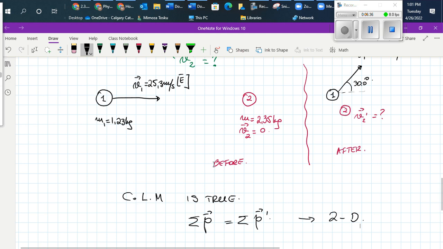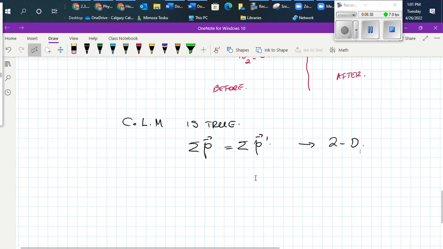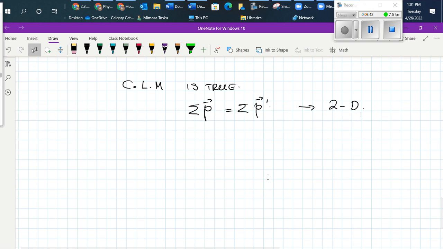Now this is an easy one, but this is the logic that we will follow every time we are dealing with a collision, either 1D or 2D. We always say, okay, the assumption is that the conservation law of momentum is true, which means that the system is isolated.